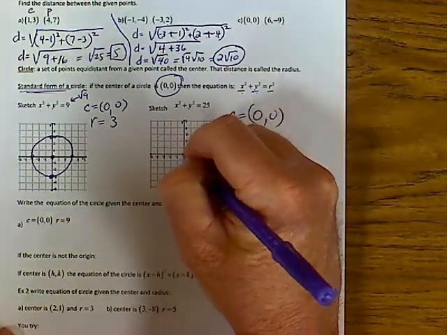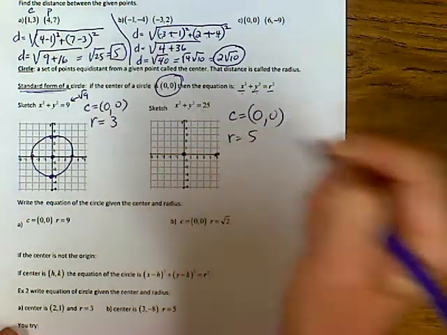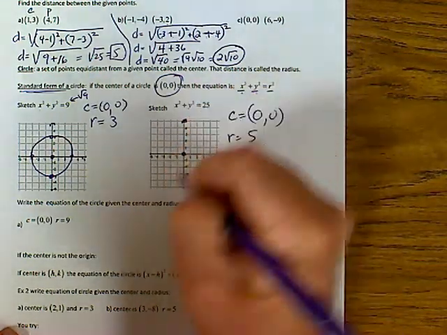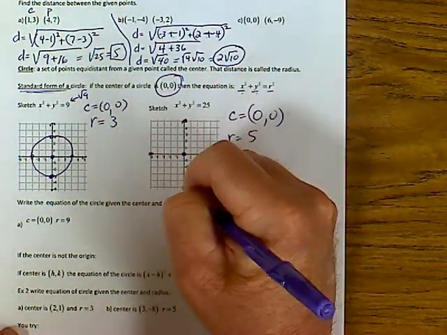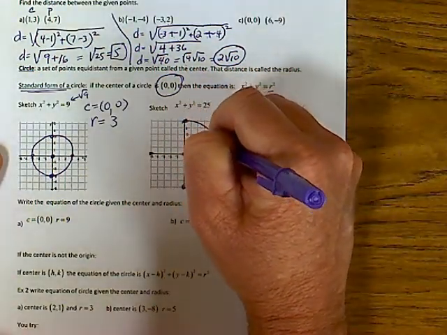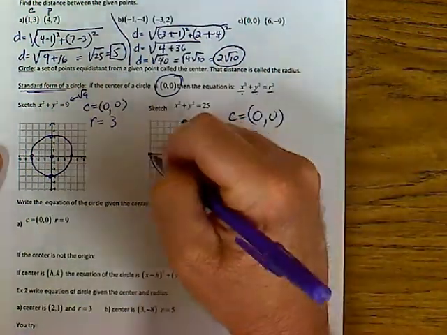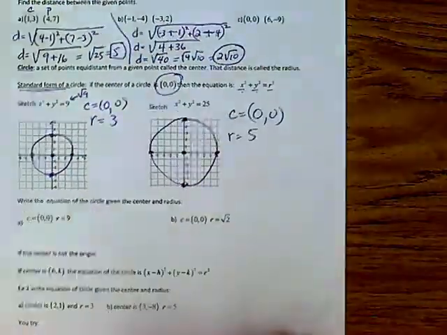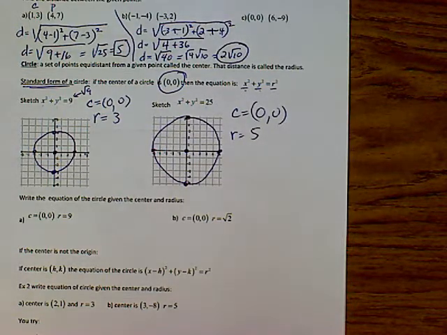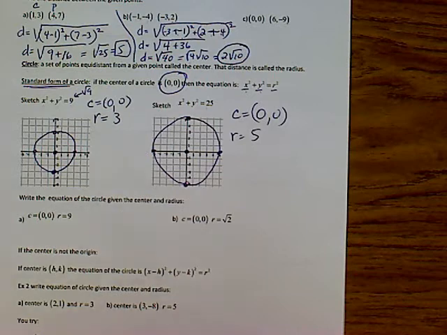Okay, so plot your center, 0, 0. Go 5 out to the right. Go 5 up at the top. Go back 5 and go down 5. And then again, to the best of your ability, draw in a circle. Not too good, but good enough. Okay, and that's what you're kind of looking for. All right, again, go out 5, up 5, back 5, down 5.